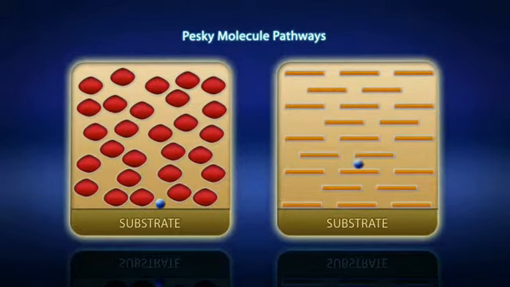Platelets lengthen the pathway that the small molecules must travel to meet the metal or substrate. The longer the pathway the ions are forced to travel, the more protection is afforded to the coated material. This concept is known as, are you ready? The tortuous pathway.